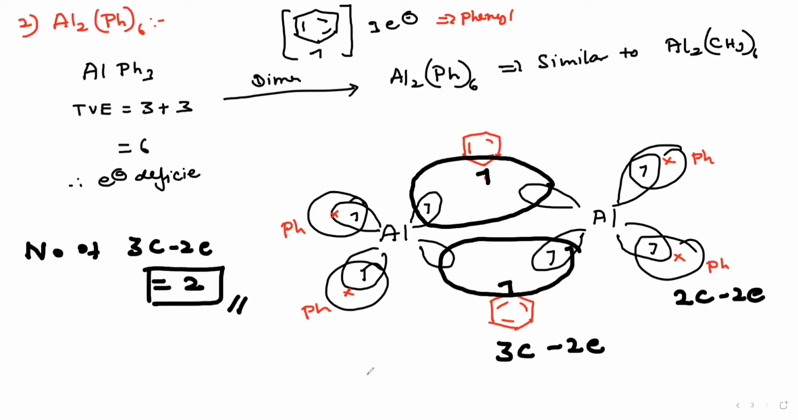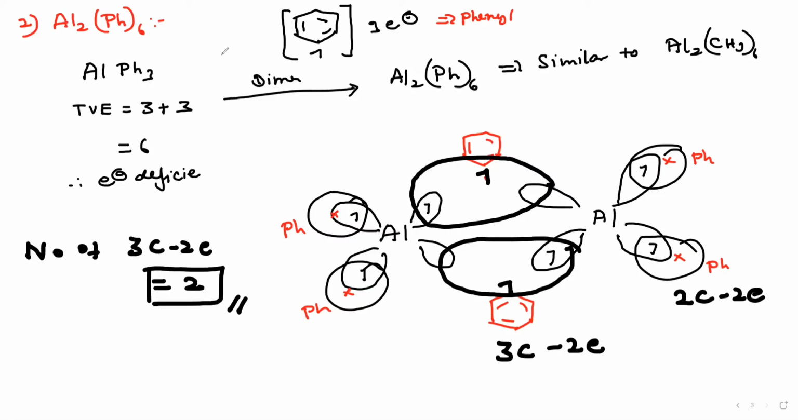Okay, now I'm going to compare what? In Al2Ph6 and Al2(CH3)6, which is more stable, because both have the same pattern, right? Both have 3 center 2 electron bonds, 2 bridge bonds. The remaining terminal ones will be 2 center 2 electron bonds.